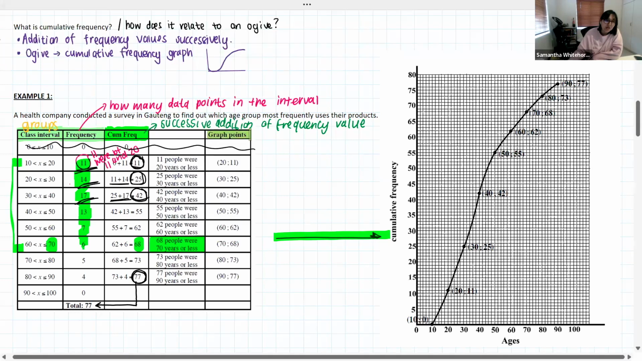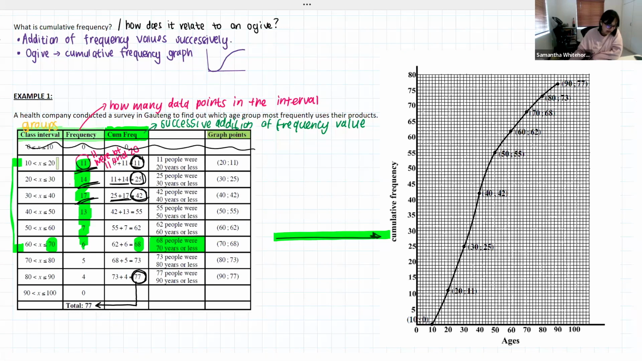Now, when you are going to graph your cumulative frequency, you always take the upper limit of your intervals. So the 20, 30, 40, 50, 60, 70, 80, 90, 100. Those will be all of your x values. So if you go to the graph points, those correspond directly with all of your x values.